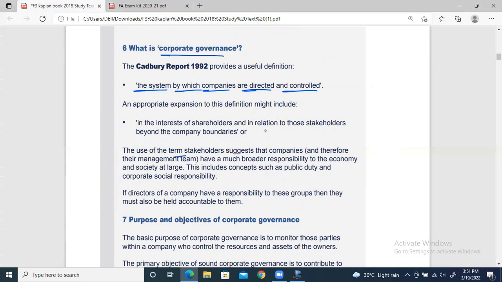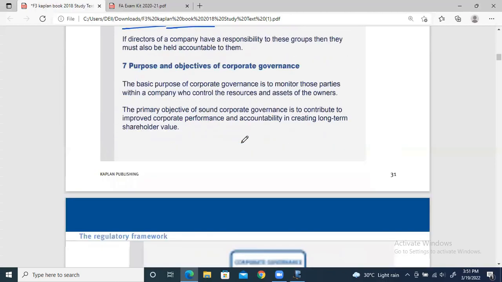The use of the term stakeholder suggests that companies have a much broader responsibility to the economy and society at large. This includes concepts such as public duty and corporate social responsibility. So all of these things are part of corporate governance. Okay. Now coming back to the point, what is the purpose and objective of this?